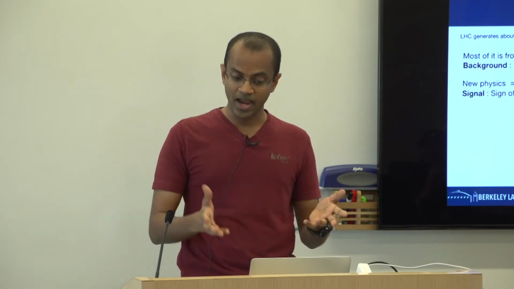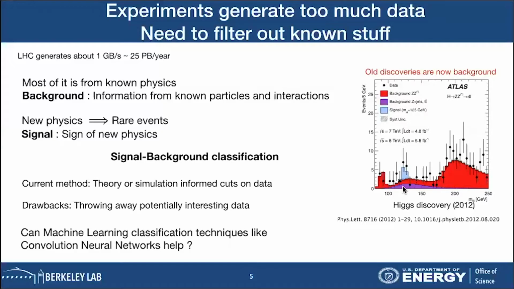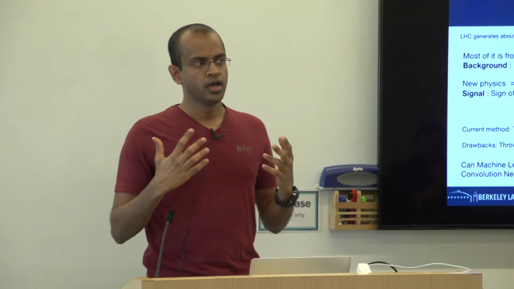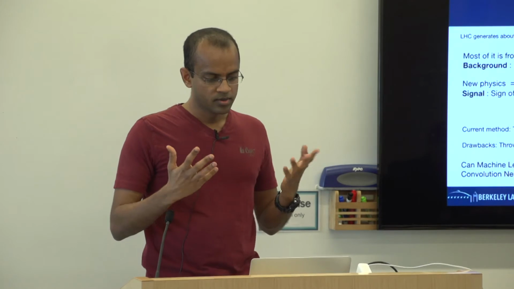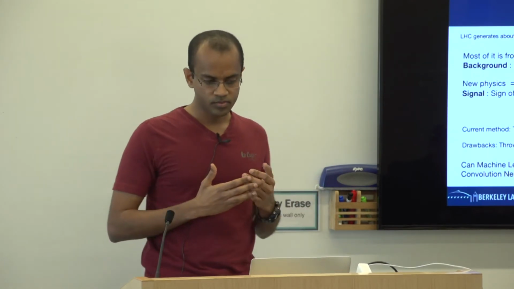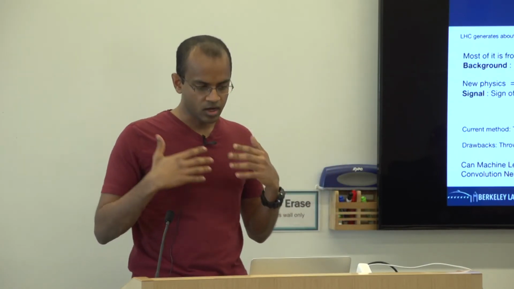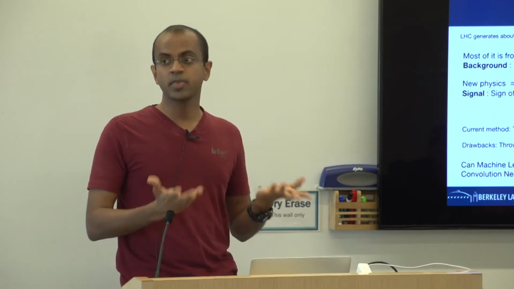And as a result, we need to find a way to distinguish signal from background. This is the signal background classification, and it's an important part of any particle physics experiment. The current method to do this is by performing cuts on data, and this is guided by either theory or simulation. And while it works pretty well, the drawback is we could be throwing away potentially interesting data. So the question is, can we use machine learning classification techniques like convolutional neural networks to make this better?